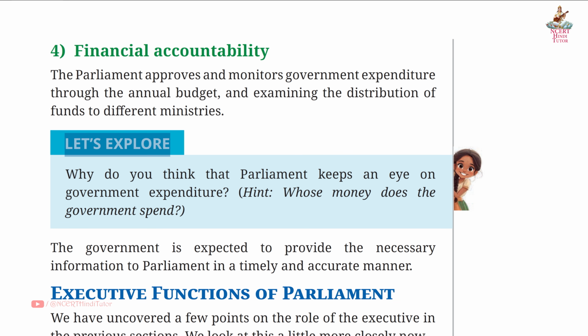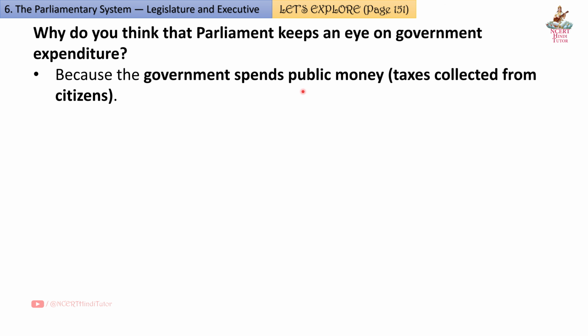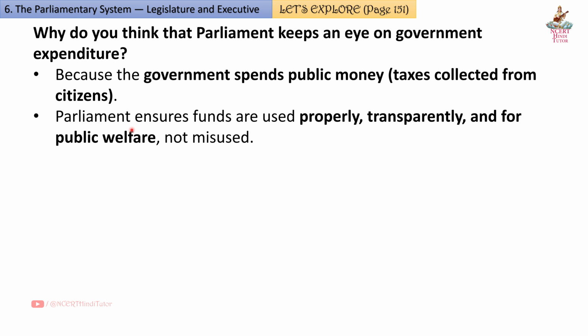Let's explore page 151. Why do you think that Parliament keeps an eye on government expenditure? Hint. Whose money does the government spend? Answer. Because the government spends public money, taxes collected from citizens. Parliament ensures funds are used properly, transparently, and for public welfare, not misused.